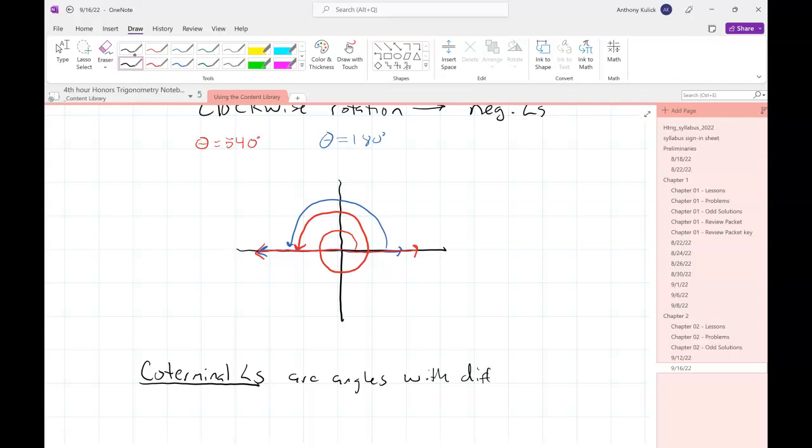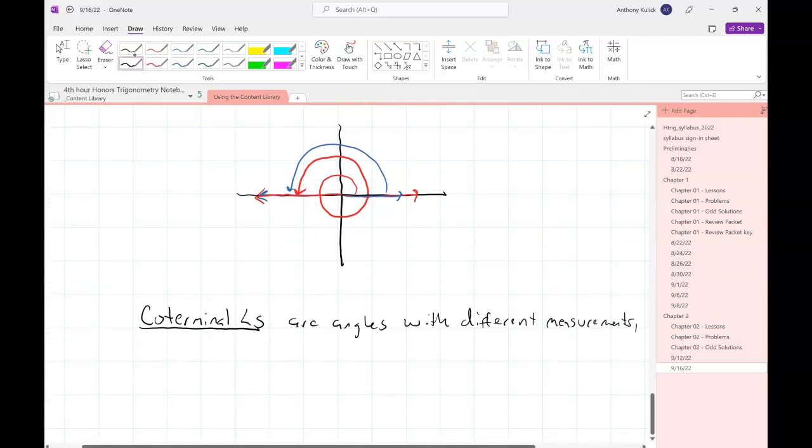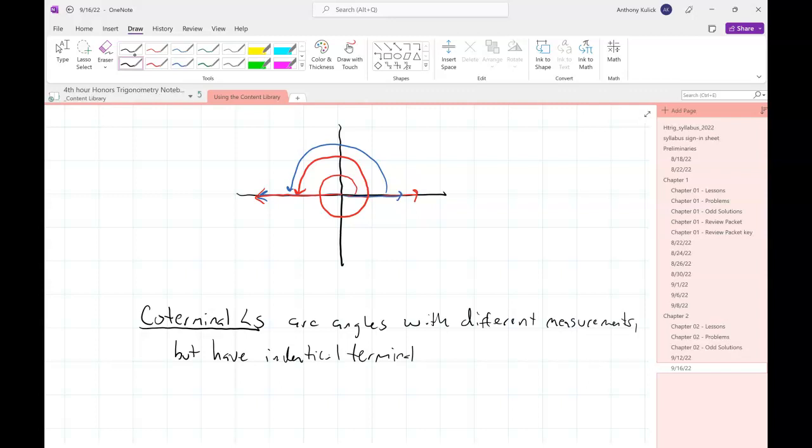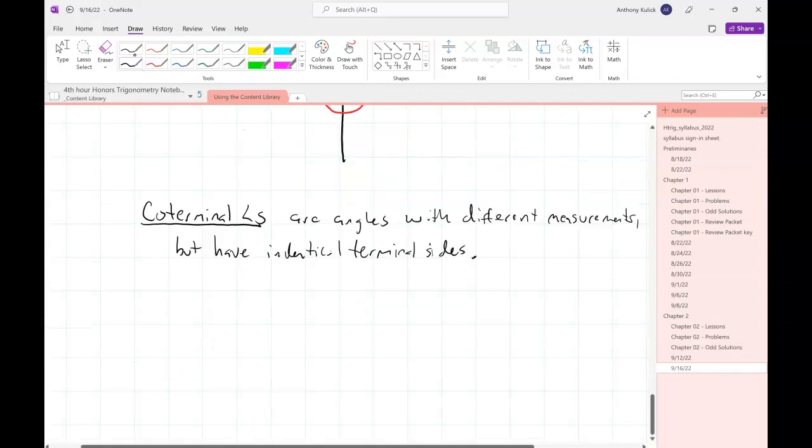So these are angles with different measurements, but have the same, actually let's say identical, terminal sides. This idea will become quite useful in the future.